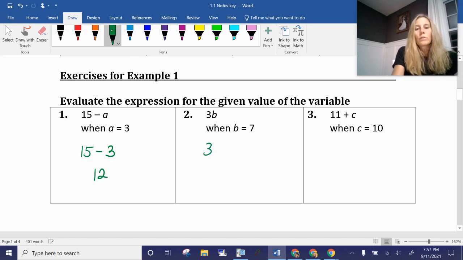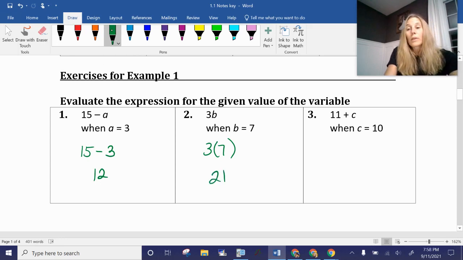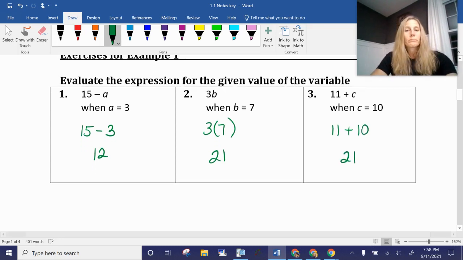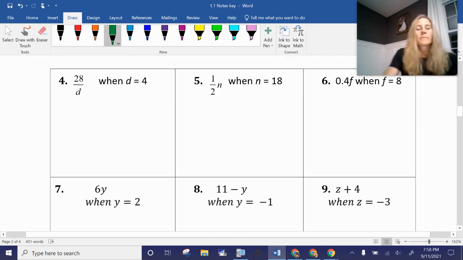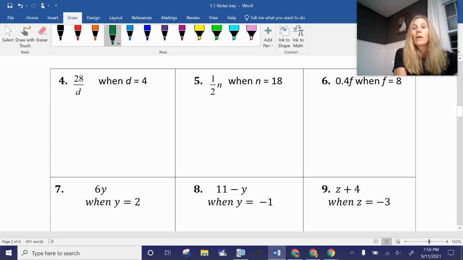For number 2, 3 times 7, you're substituting in that 7 for the b, which is 21. And number 3, we're going to substitute in the 10 for the c, and that is also 21. Okay, a few more of these. Same thing, might be advisable for you to pause, do them real quick, and then press play again and see if you're getting them correct.